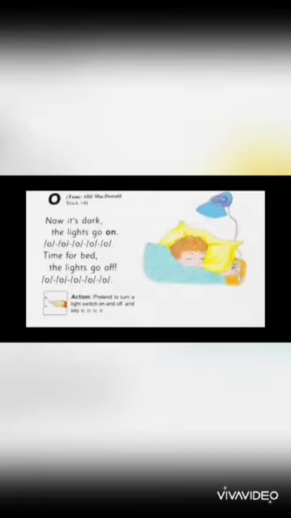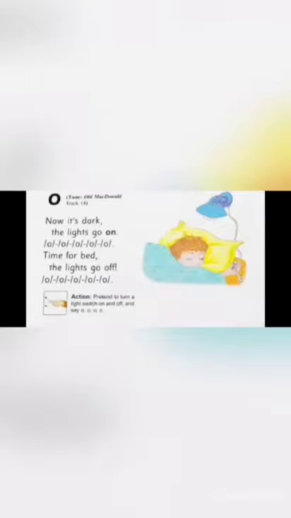Now it's dark, the lights go on. Time for bed, the lights go off. Now it's dark, the lights go on. Time for bed, the lights go off.